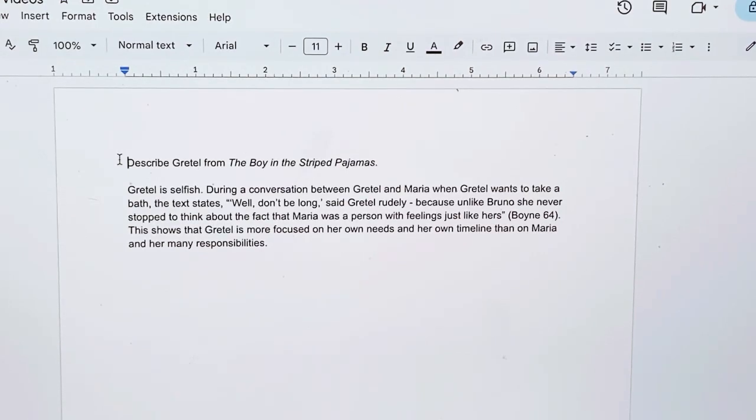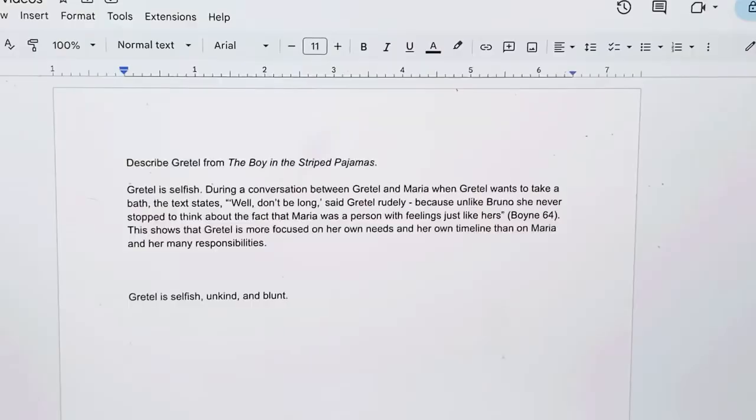So the idea is that a full-length paragraph would unpack this prompt even further than just this quotation sandwich. So we want to start with a topic sentence that addresses more of the question than what this quotation sandwich has addressed. So if I were to turn this into a full paragraph and I wanted to give a better picture of the type of person Gretel is, my topic sentence might say something like, Gretel is selfish, unkind, and blunt. Now I'm going to add a sentence that will lead us to looking specifically at the quotation and the quotation sandwich that I've created for this prompt.